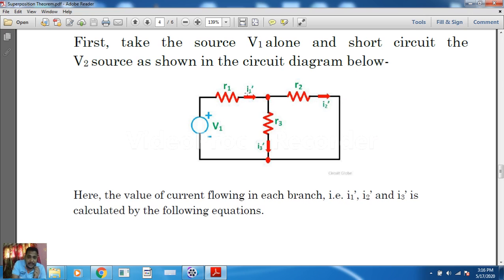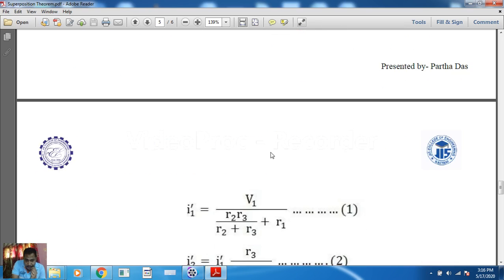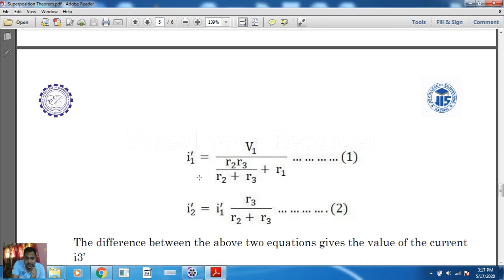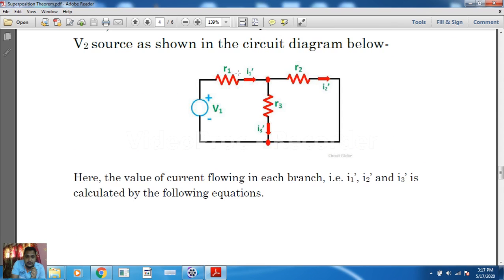To find that, first of all we have to find the equivalent resistance of the circuit. As far as the circuit is concerned, R2 and R3 are in parallel, and with that R1 is in series. If we come to the section below, we can see R2 R3 in parallel, that's why the equation R2 R3 by R2 plus R3, and with that R1, the resistor connected with the source, is connected in series with this parallel combination.